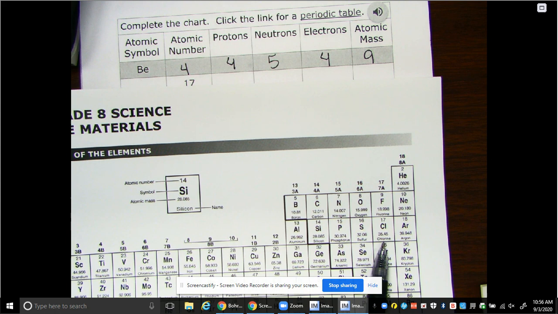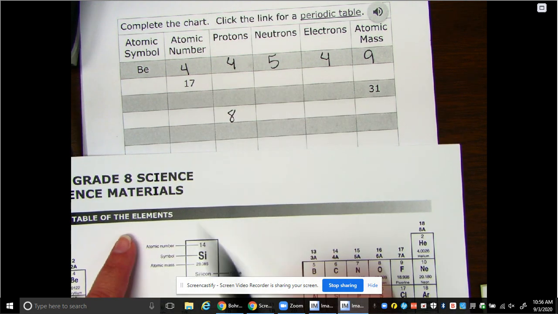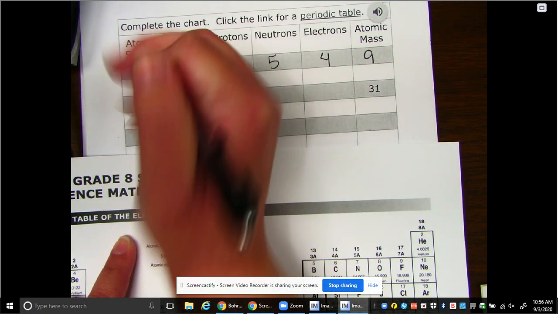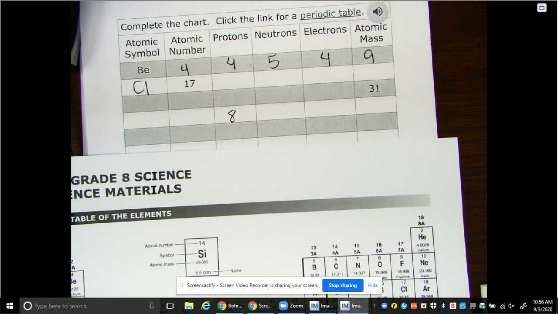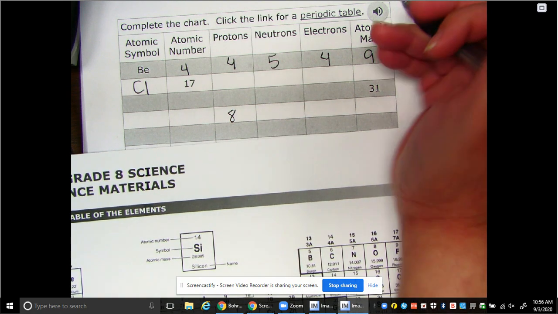Chlorine, Cl, a mass of 35.45. So I'm going to use my symbol from there. I'm going to move it from there to here because it needs a symbol, capital C, lowercase l. My mass is 35.45. You can see it right there, 35.45. So I'm going to round it to 35.